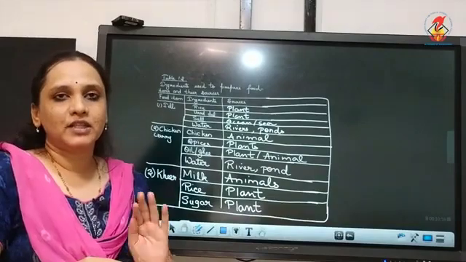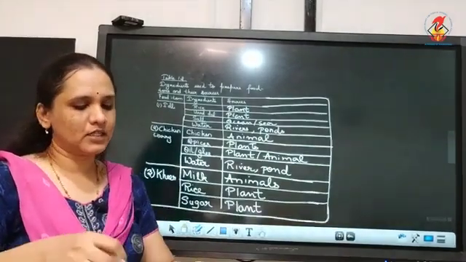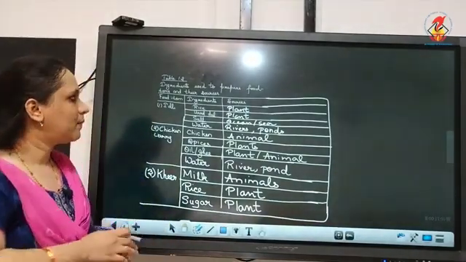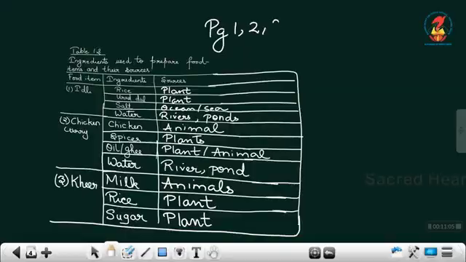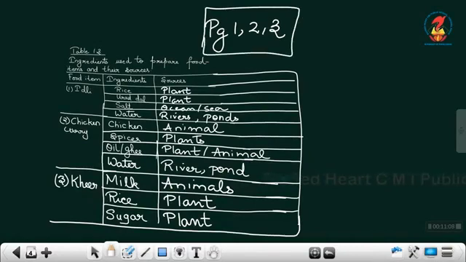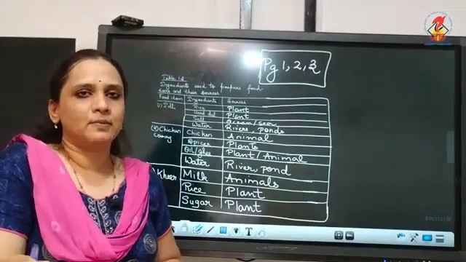So, we will be dealing with this much for today's class. Please go through page numbers 1, 2 and 3. Read it, and underline the important parts.